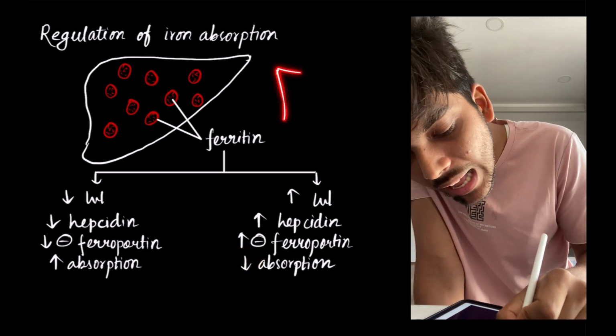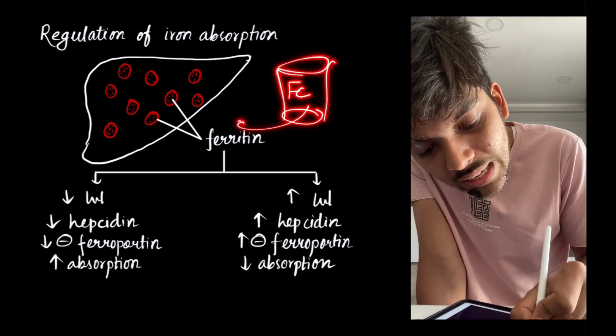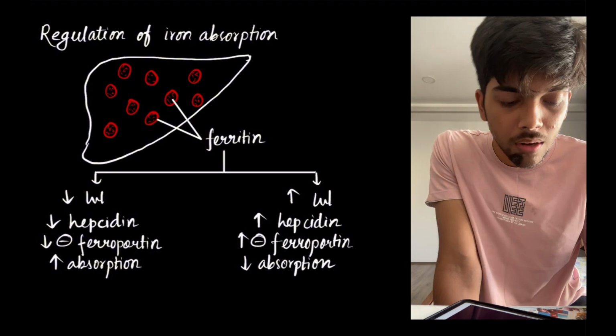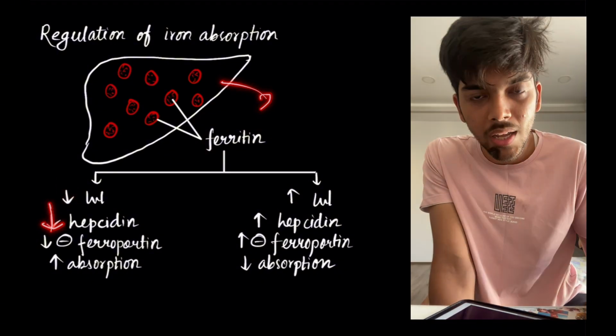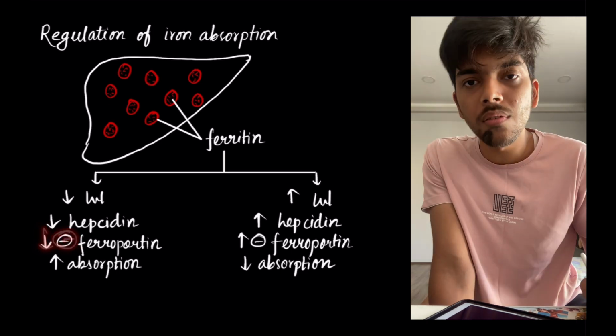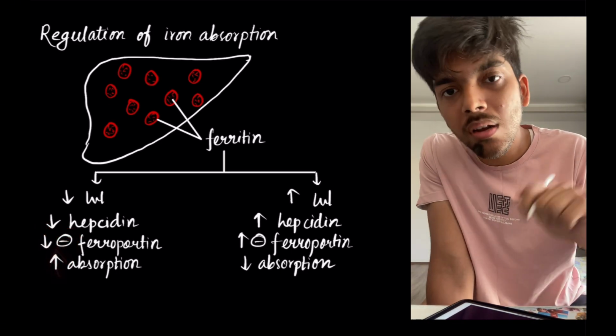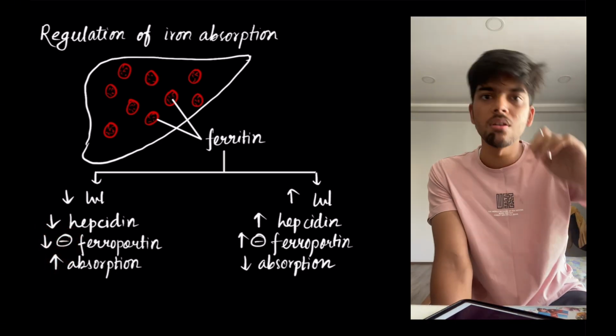Similarly, if there is less iron in blood, there is less stored form of iron in your liver, there is less ferritin, so the liver starts secreting less hepcidin, there is less or no inhibition of ferroportin, and there is more absorption of iron to bring iron back to its normal level.